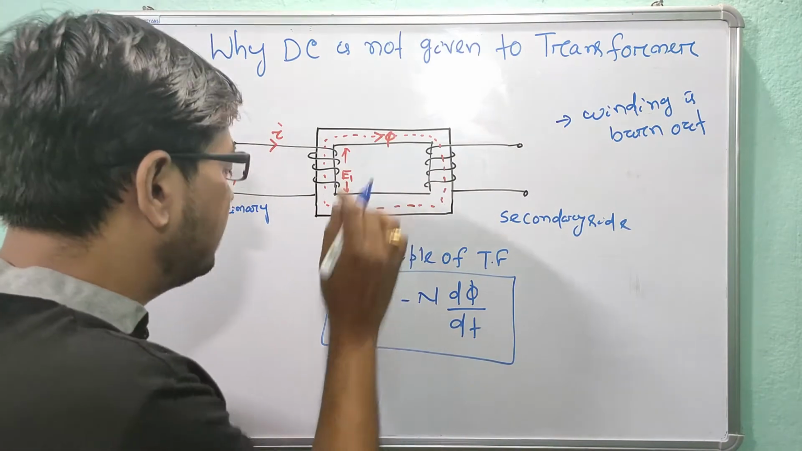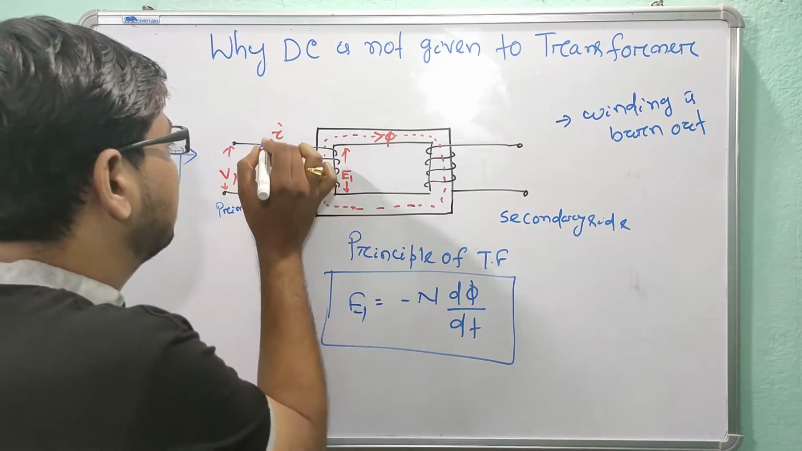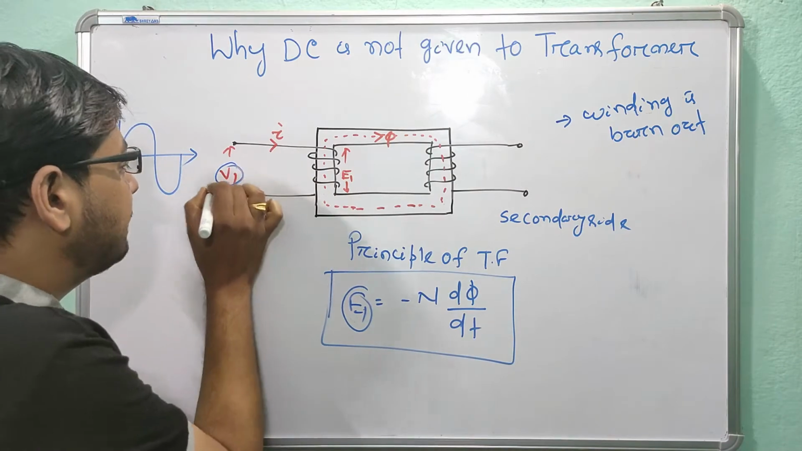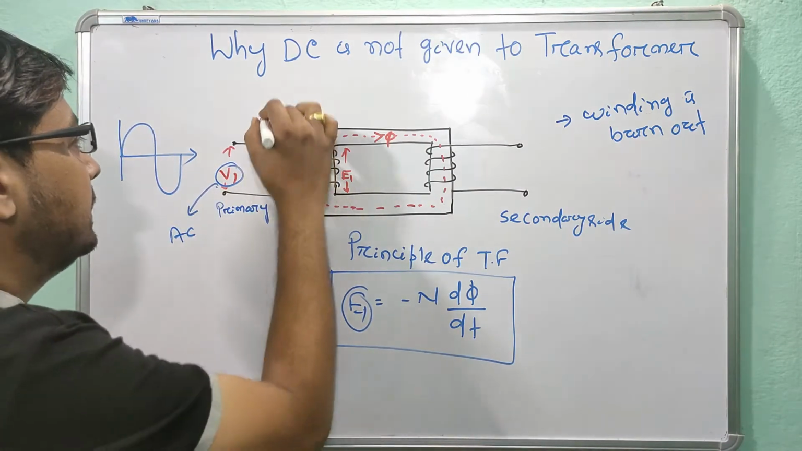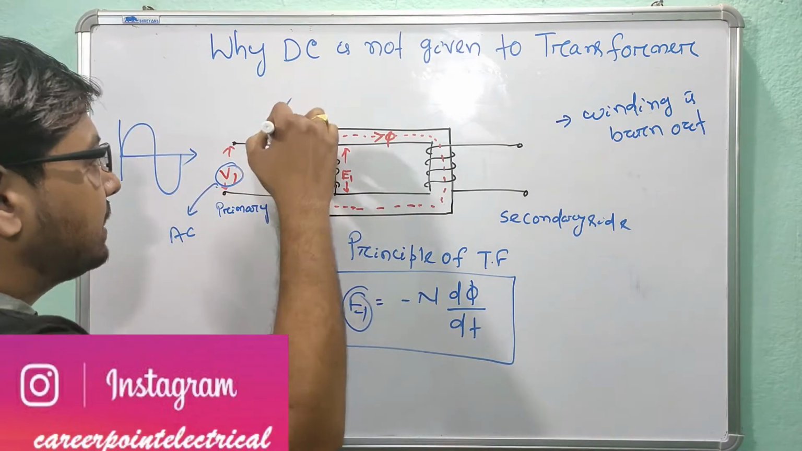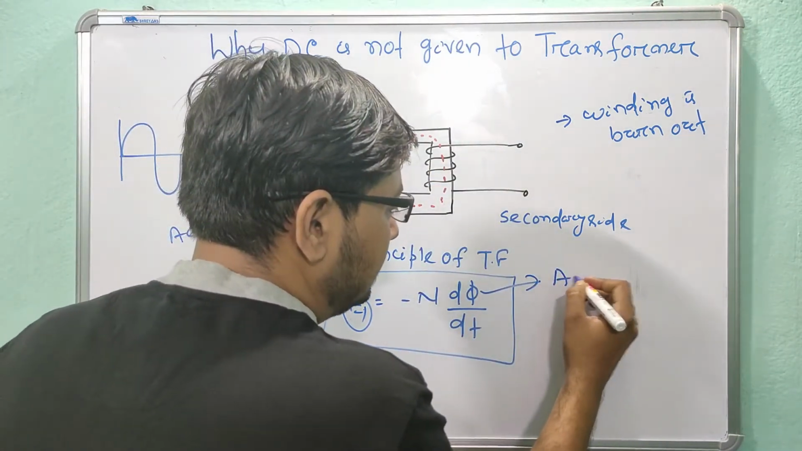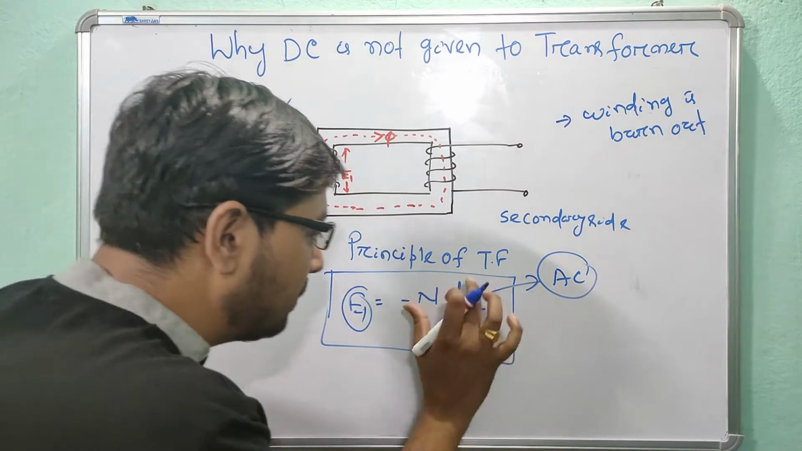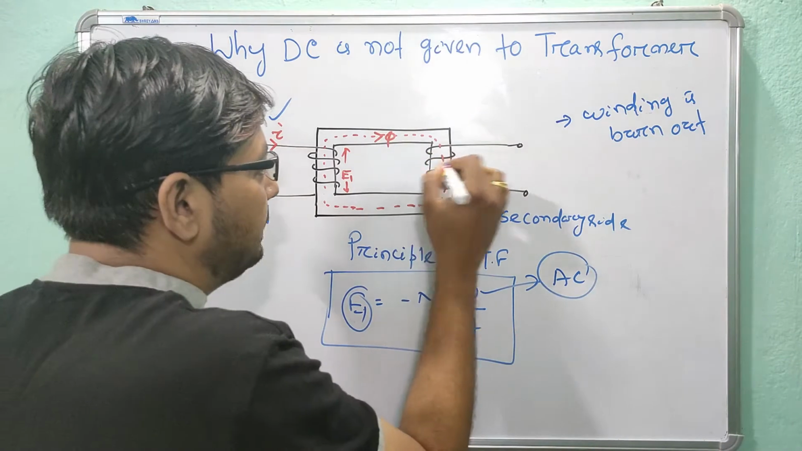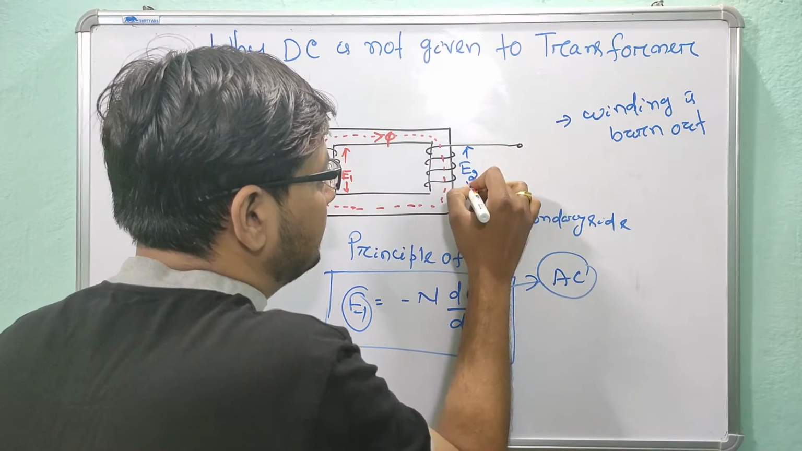Now here E is produced, let it be E1. Why is E1 produced? Because my voltage V1 is AC. So what is the nature of the current? The current is also AC, that is, it has a rate of change. If the current is AC, then the flux phi produced is AC. The flux continuously changes and links to the secondary winding, and due to this flux a voltage is induced in the secondary winding.